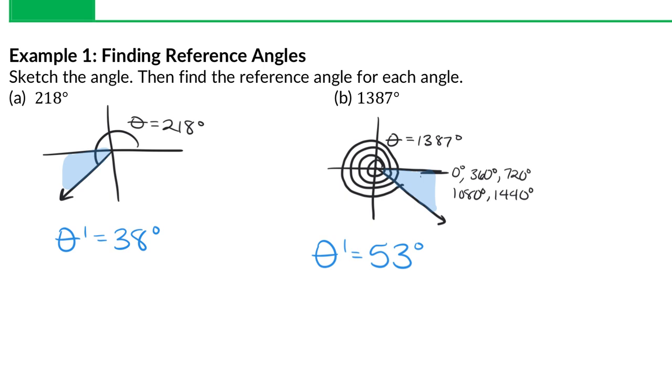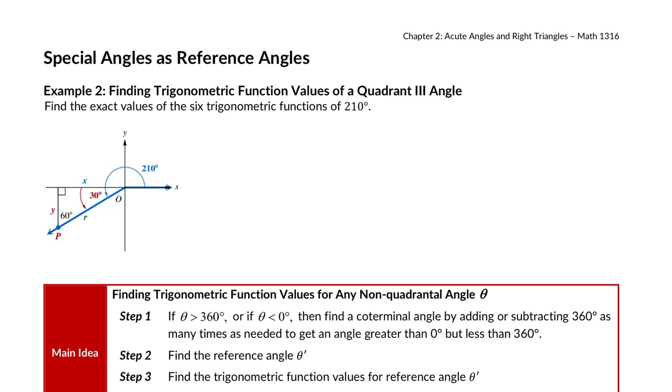So let's see, why do we use reference angles? Great question. Here's what we want to do: find the exact values of the 6 trig functions. That's a question I asked you last class, but we're doing this with 210 degrees. This is a large angle, an angle outside of quadrant 1.